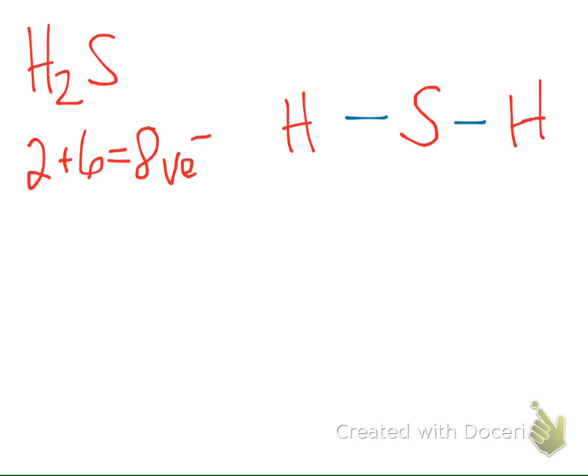Okay, thus far in our Lewis structure, we've used how many electrons? 4. We've used 2 here and 2 here. That means we have 4 left to put somewhere. Okay, so now sulfur has 2, 4, 6, 8 electrons surrounding it. Why don't you put them like side and top?